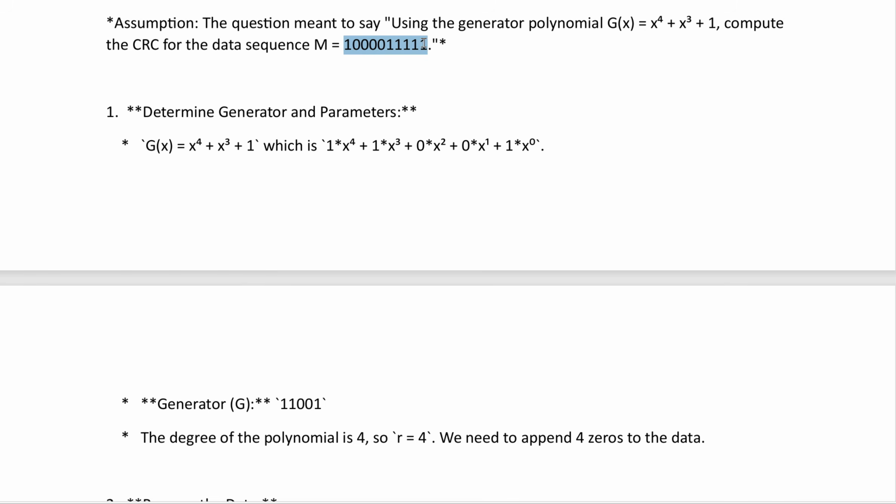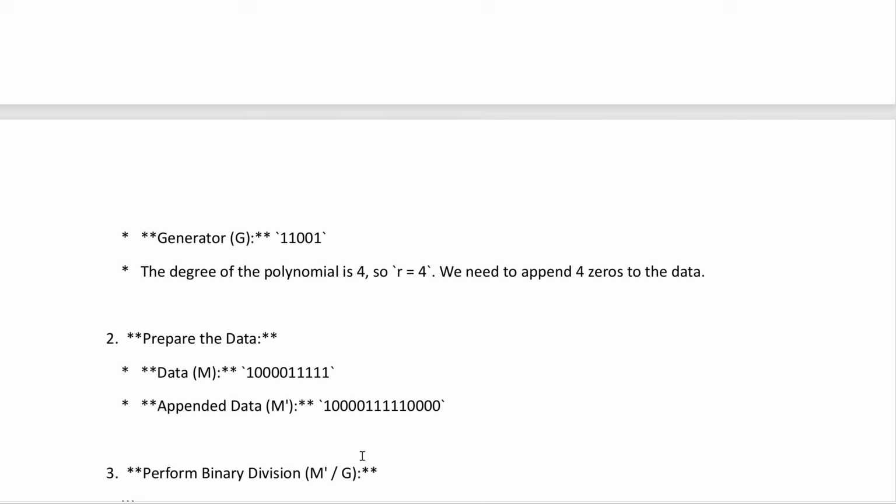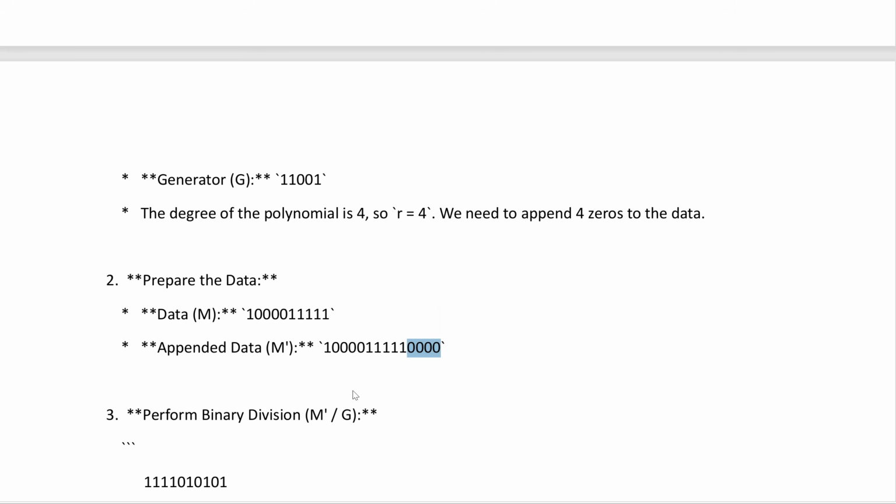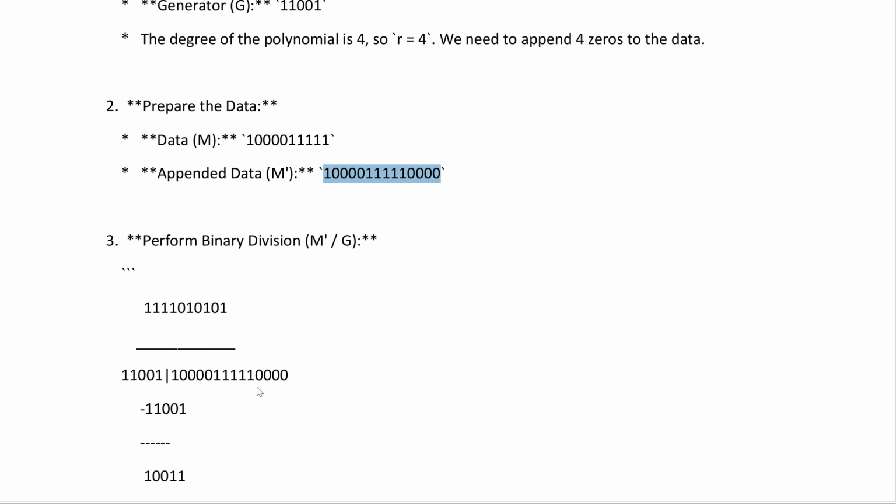What is the data? The original data. We append 4 zeros at the end of this original data given to us, and then we perform this division. We divide this whole highlighted quantity by the generator 11001.